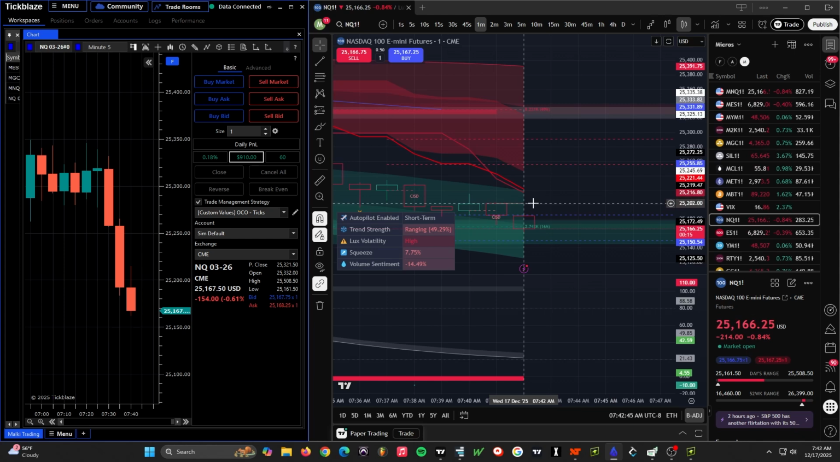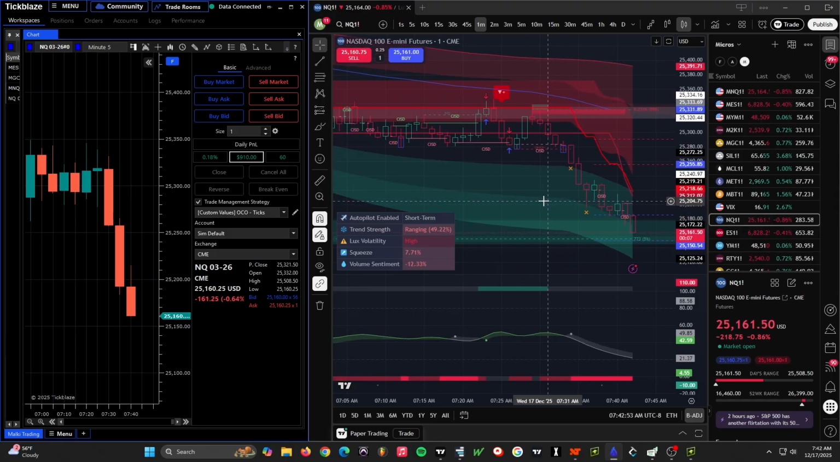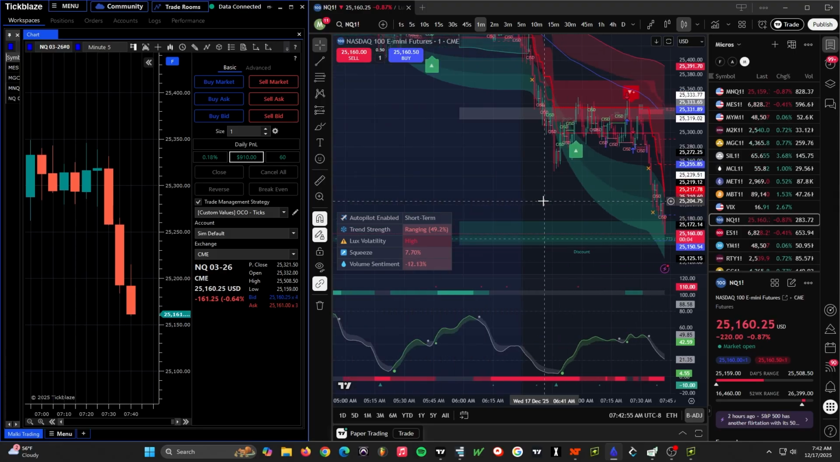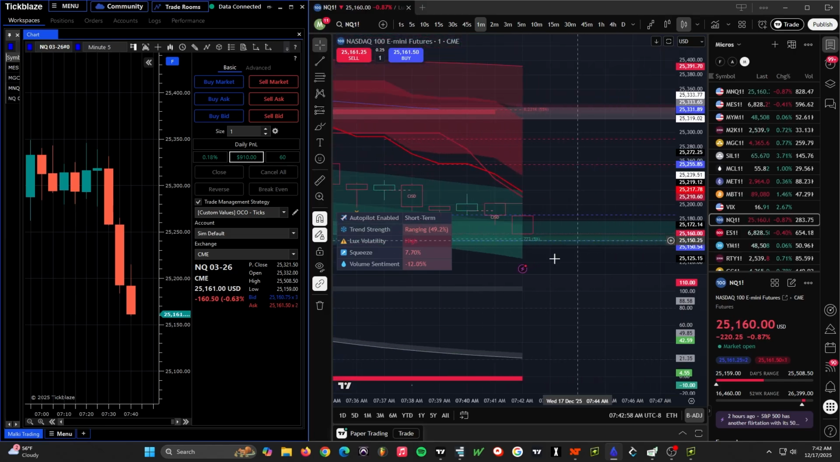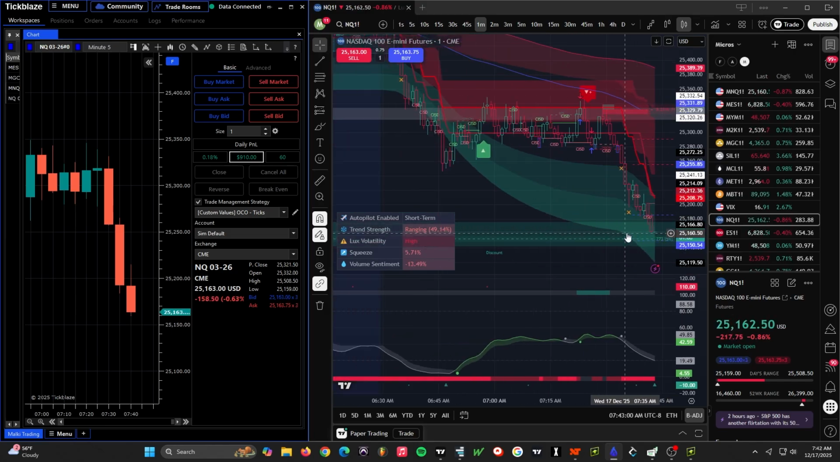But you see this level right here, this 202. This could be a level to long to. If we start hearing some buyers come in, I might try to long to that level. It looks like down here is a nice little spot. I'm pretty sure there are buyers down here.